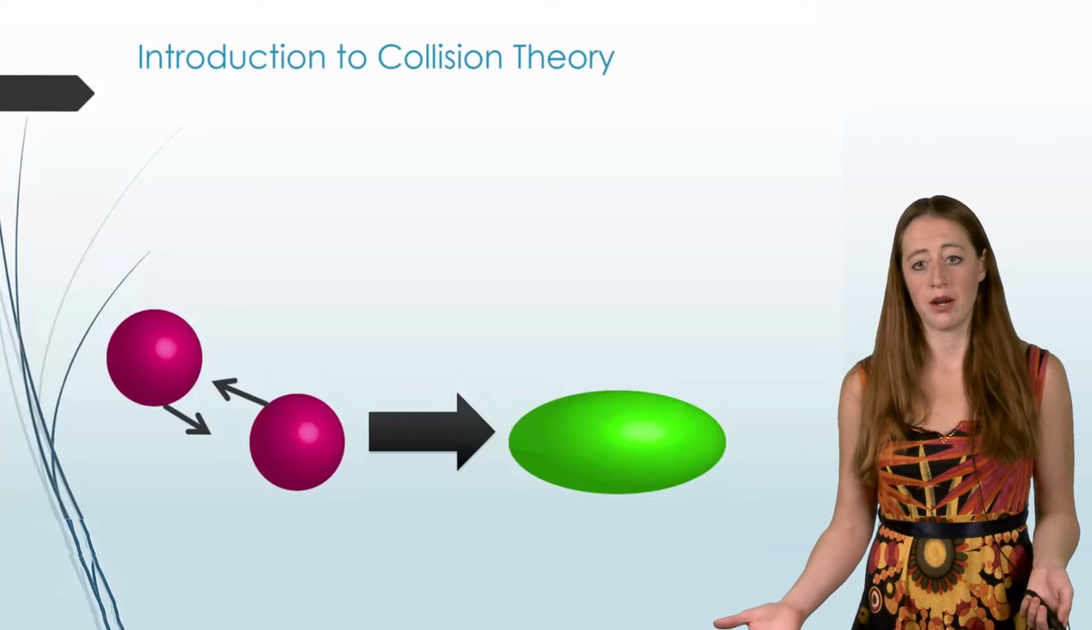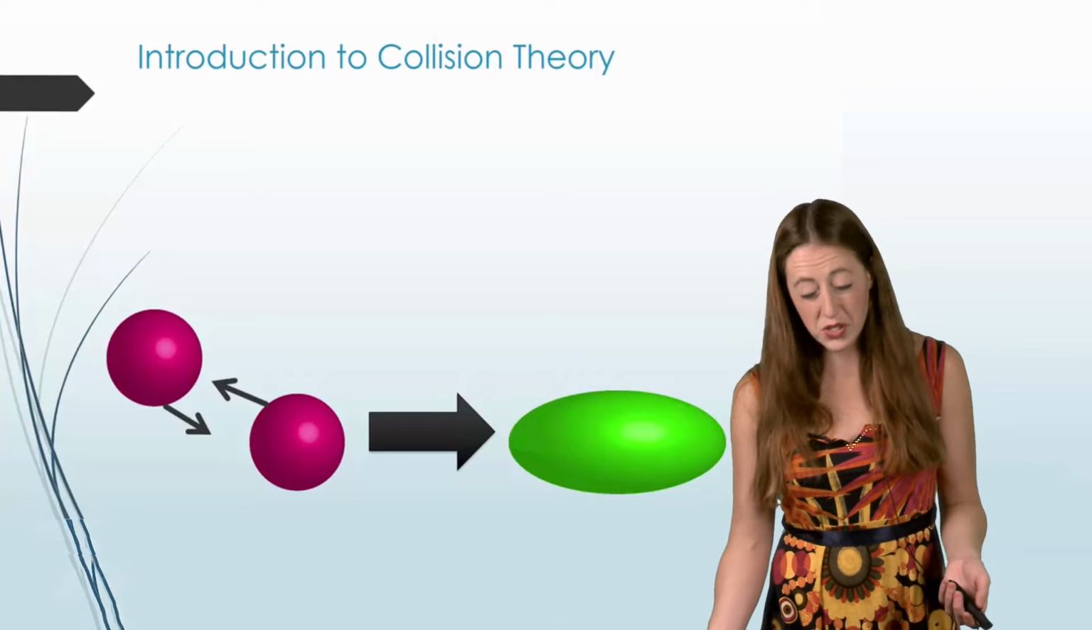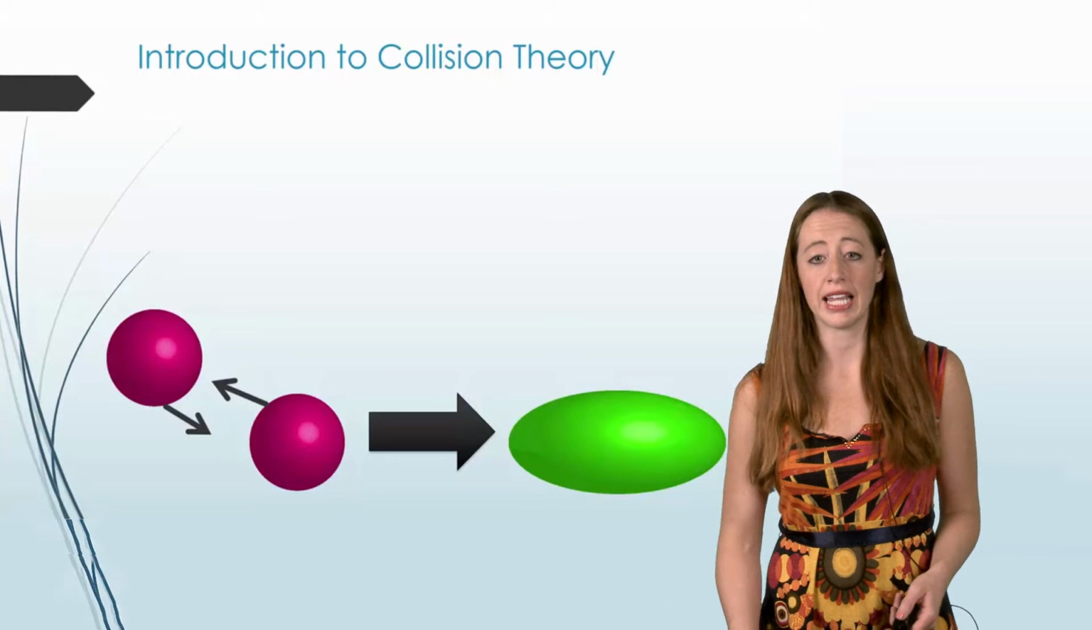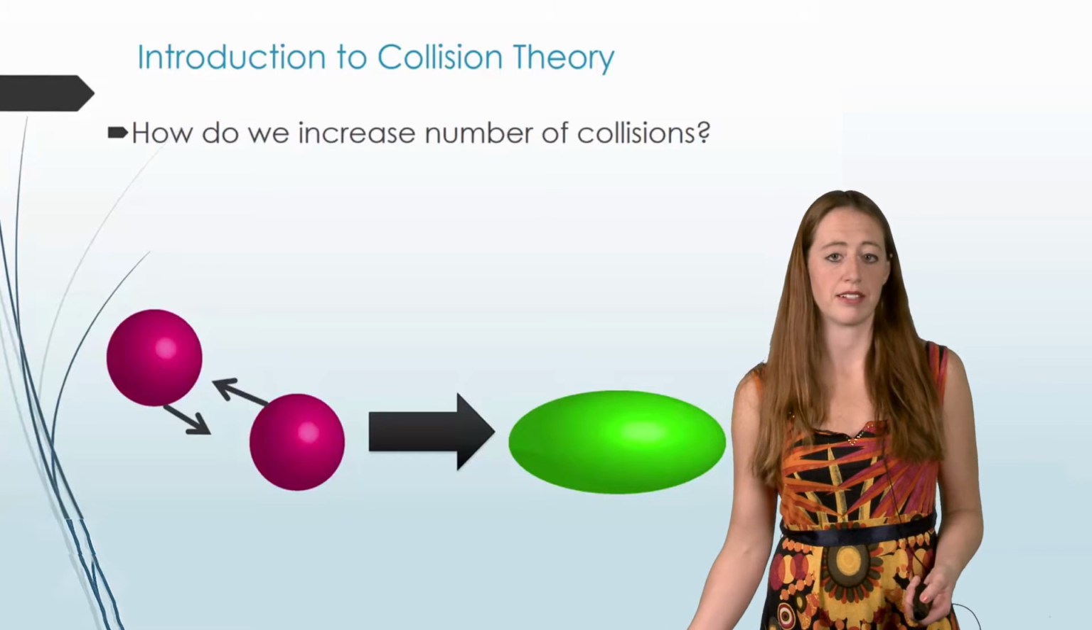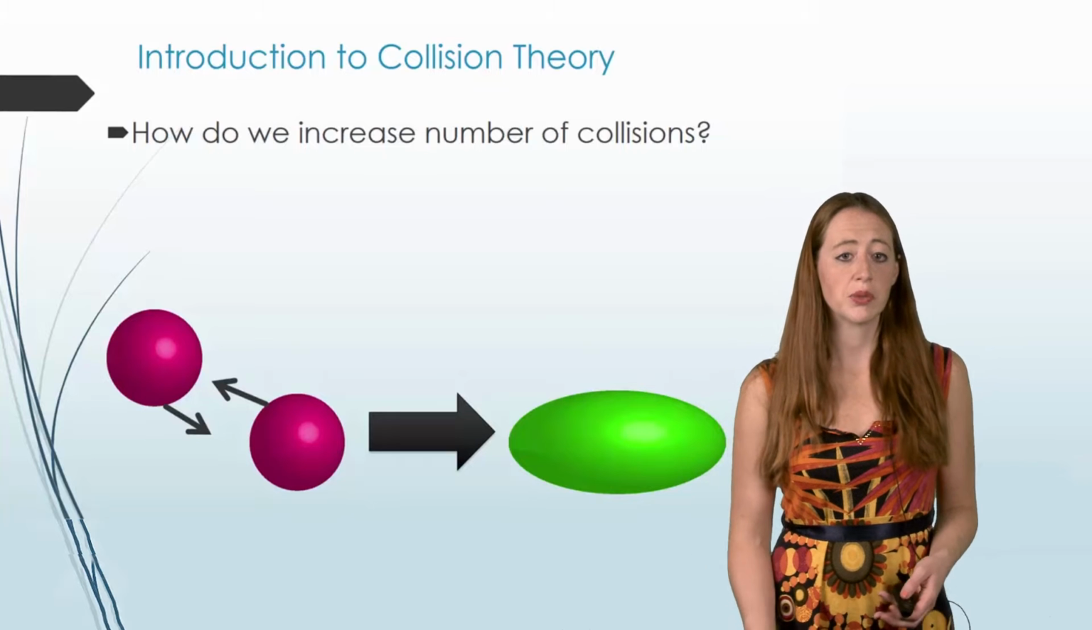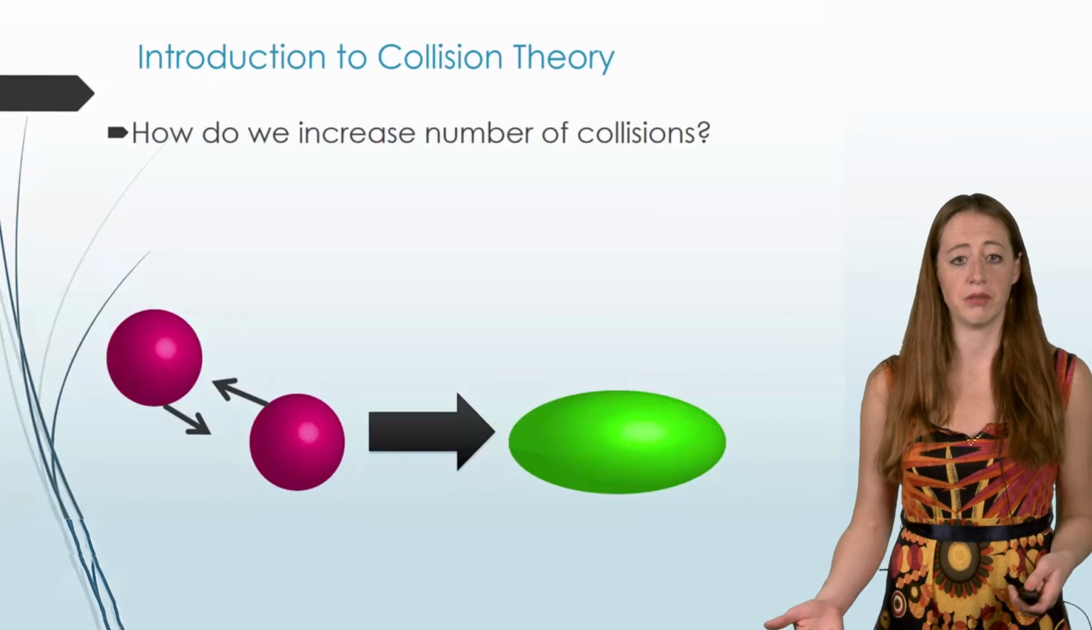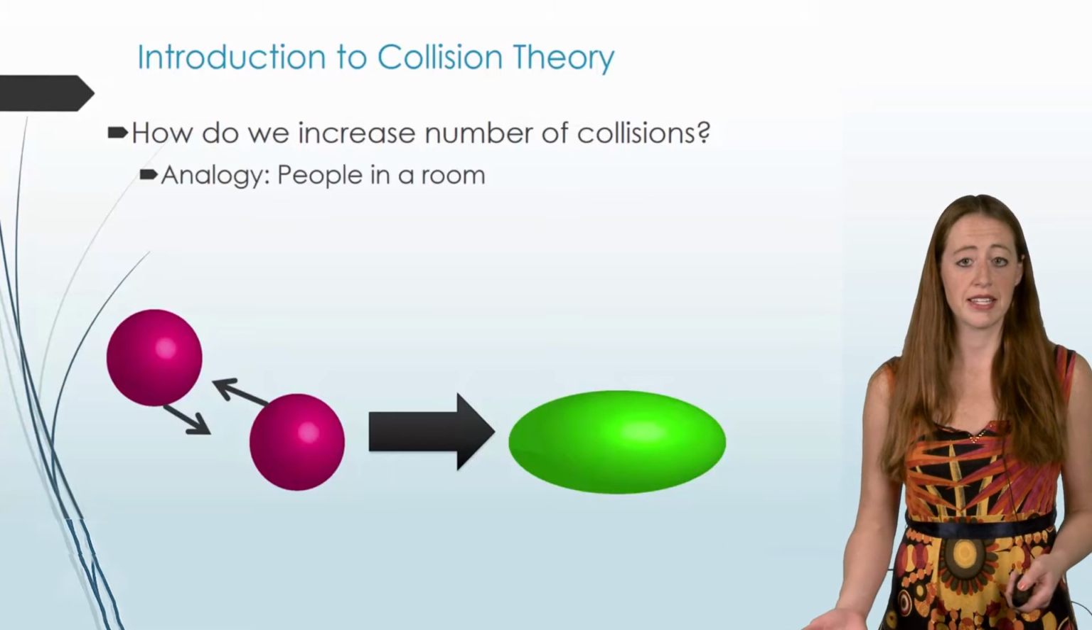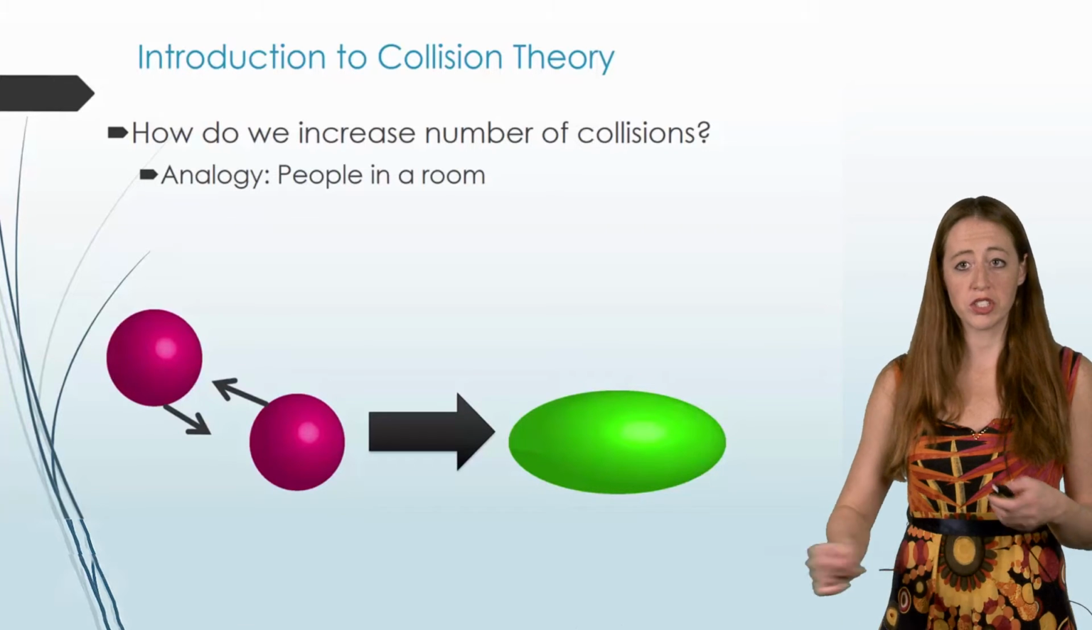So then we want to think about how we can increase the number of collisions. So in other words, what's going to make it more likely that a reaction proceeds faster? A good analogy for this, to think about the moving around particles, is to think about people in a room.